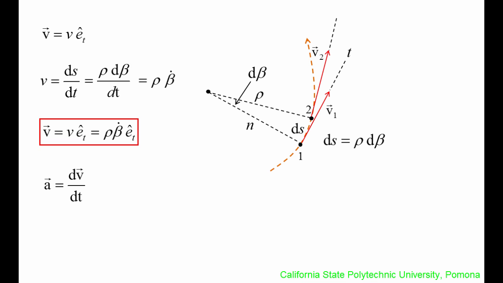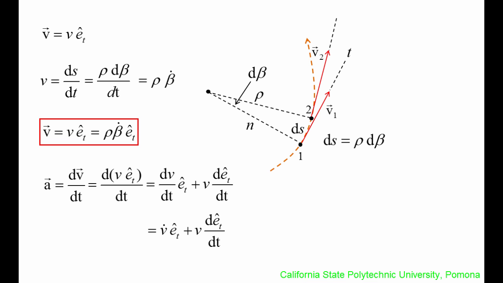Plugging in the expression for the velocity vector, and then using the chain rule, we obtain v dot times e sub t plus v times the time rate of change of e sub t. We just found the speed v is equal to ρ times beta dot, but we need to examine how e sub t changes with time. Since e sub t is a unit vector, its magnitude does not change and is always 1. However, the direction of e sub t does change with time.